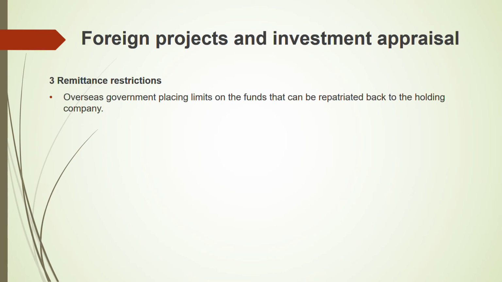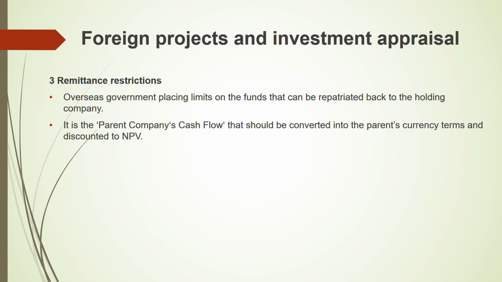So, remittance restrictions. The overseas government might place a limit on the funds that you can send back to your holding company. For example, the subsidiary cannot send the funds back to the parent because the government has put a limit. It is the parent company's cash flow that should be converted into the parent's currency terms and discounted to net present value. Okay. So after remitting also, if they are remitting anything, because it is from the foreign company, when you are remitting it, it will be discounted using the parent company's cost of capital.